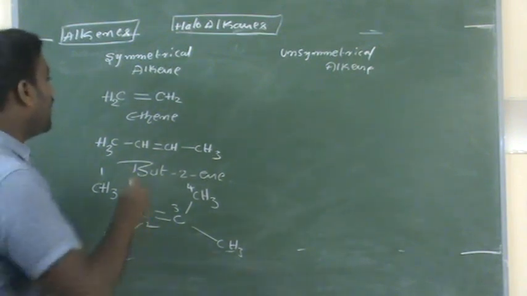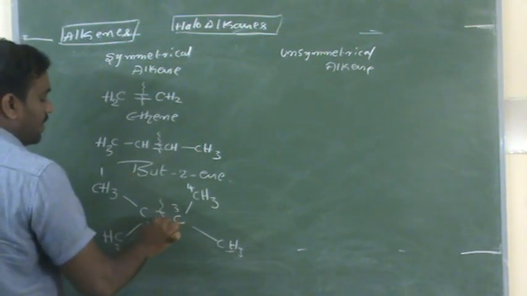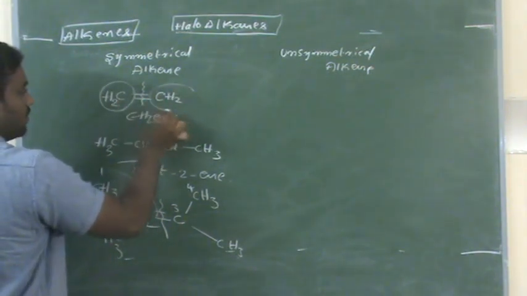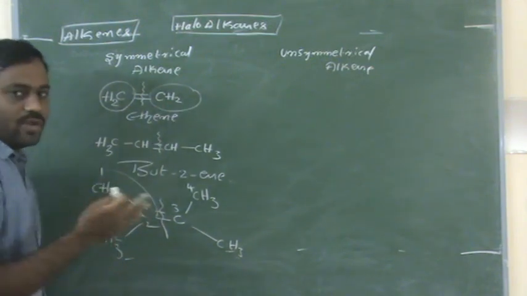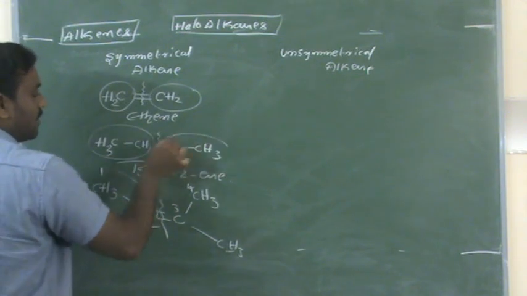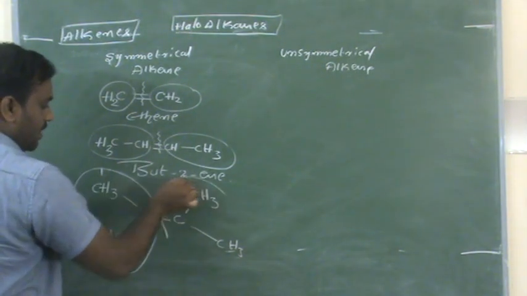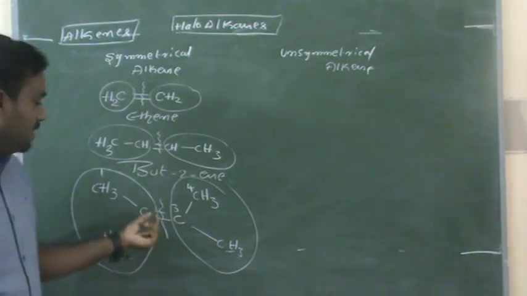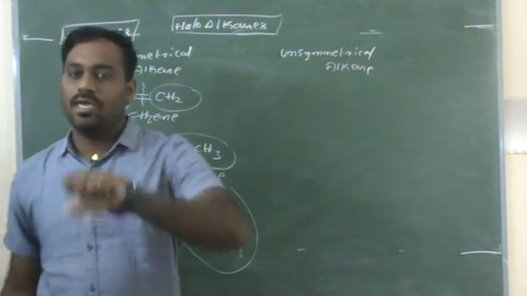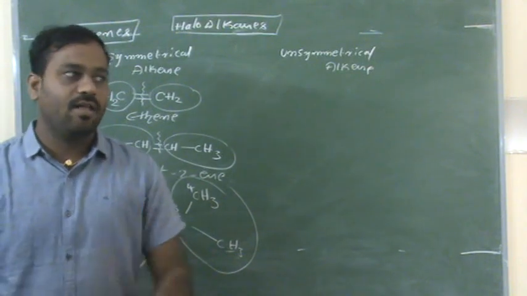If I cut the double bond here, then this becomes CH2 and this becomes CH2. What is the meaning of that? This is divided into two equal halves. Here also, if we cut the double bond, this one and this one are the same, equal halves. The same way here also. If we cut this double bond exactly in the middle, then it is divided into two equal halves. Such a type of alkene is called a symmetrical alkene.